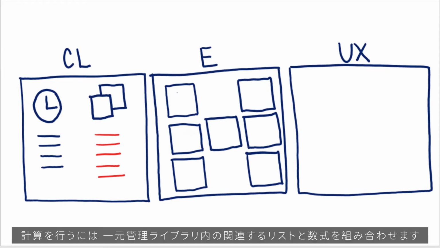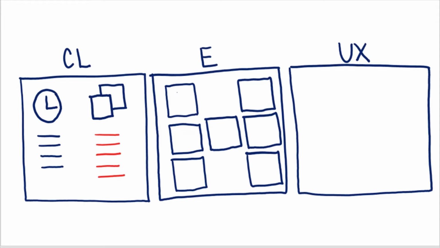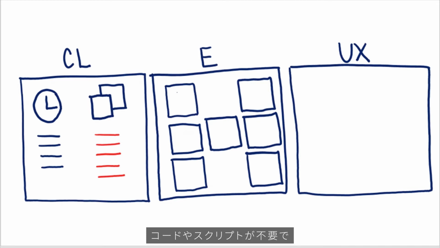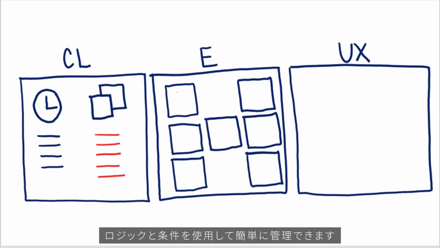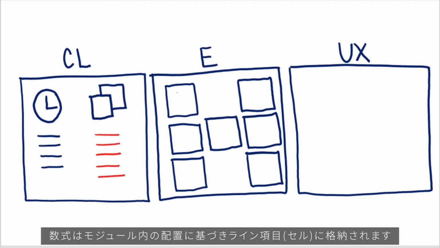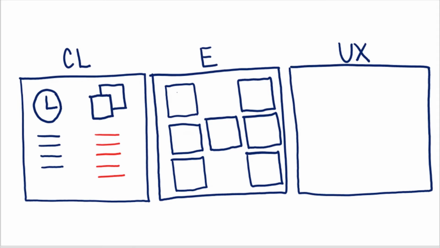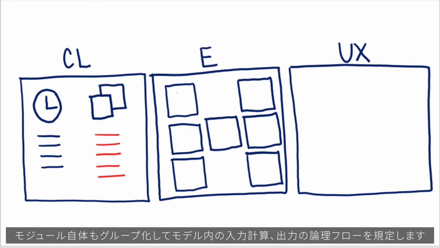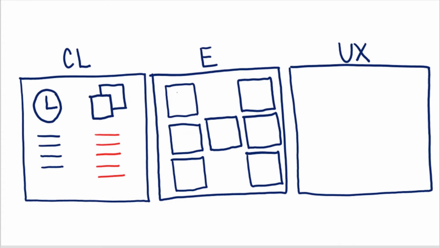To perform the calculations, the relevant lists from the central library are combined with formulas, and these are created without any coding or scripting, meaning they are easily maintained by the business administrators using their logic and terms. The formulas are stored in line items, which are cell-based and housed together in modules. Modules themselves are grouped together to provide a logical flow of inputs, calculations and outputs within the model.